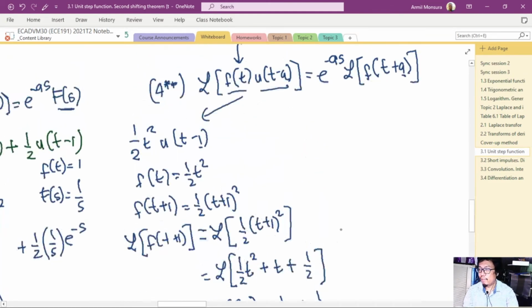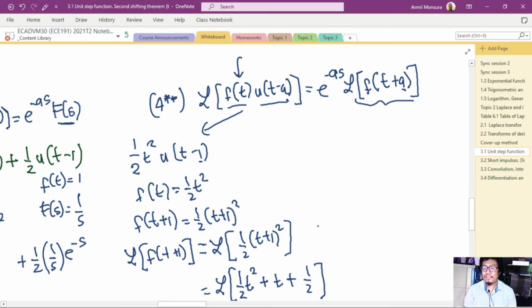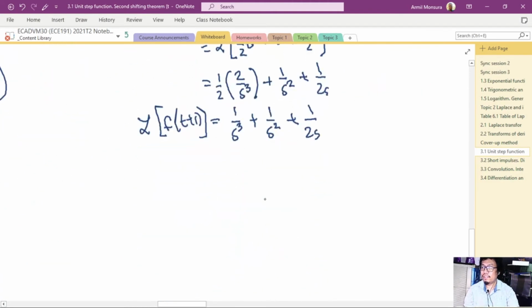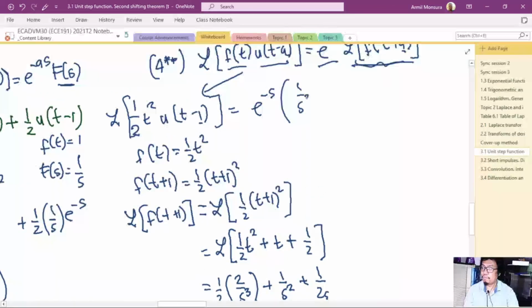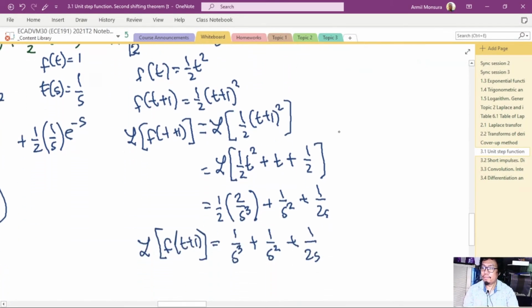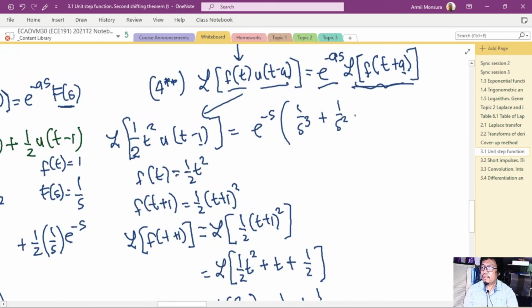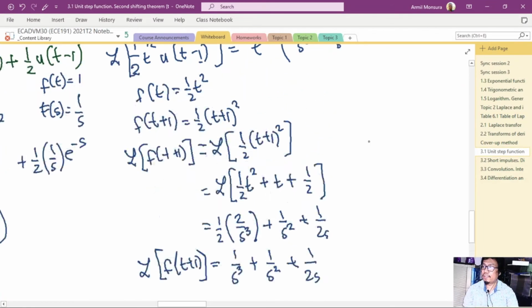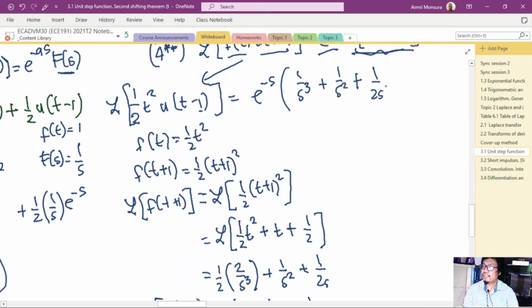What needs to be done now is to multiply this with this exponential so that you get the Laplace transform of this one. The Laplace transform of this one is e raised to negative as, where a is 1 in this case. So you have e raised to negative s multiplied to 1 over s cubed plus 1 over s squared plus 1 over 2s.